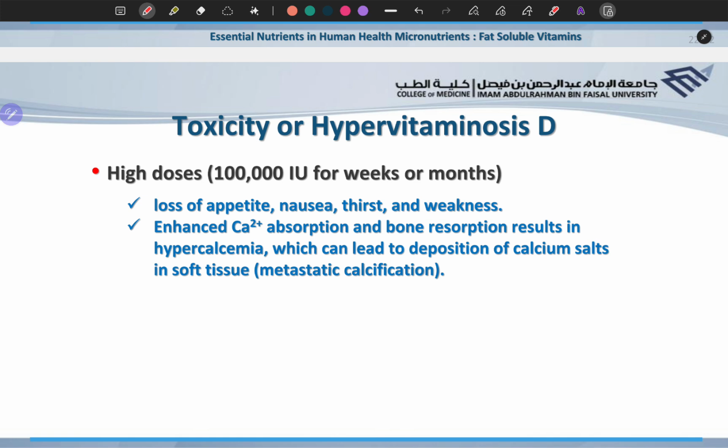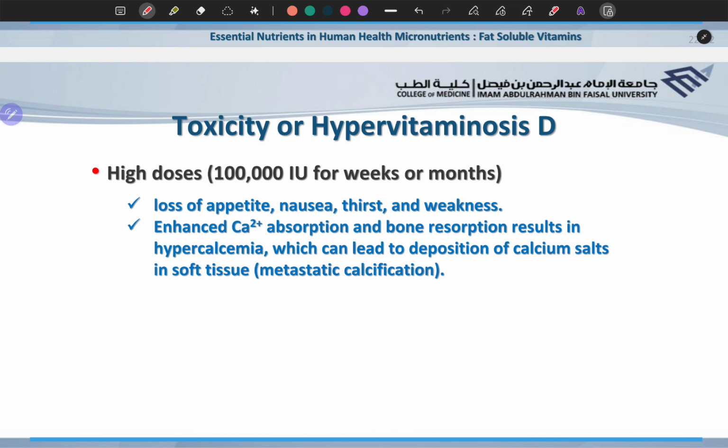It is characterized by loss of appetite, nausea, thirst and weakness, and it will cause enhanced calcium absorption and bone resorption, as a result of which there will be an increase in the calcium levels, hypercalcemia, which will be deposited in other places. So this is metastatic calcification. Metastatic means other places, not cancer.